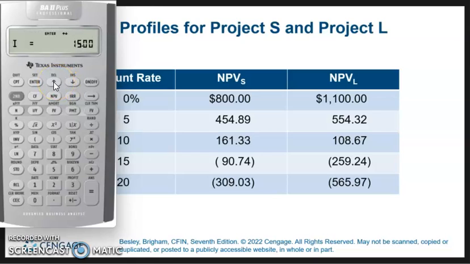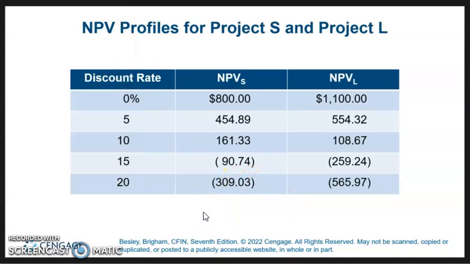And as we go down, the NFV is net future value. We can actually calculate future values using our calculator. So 20%, we're just going through all these rates. We go down and hit compute for CPT, negative $309.03. So we're able to recreate all these calculations. And go to the next slide.